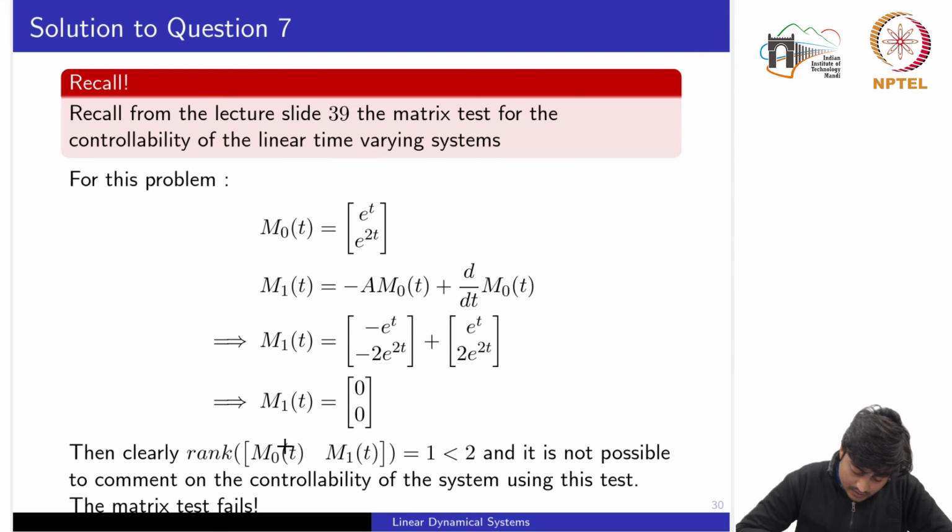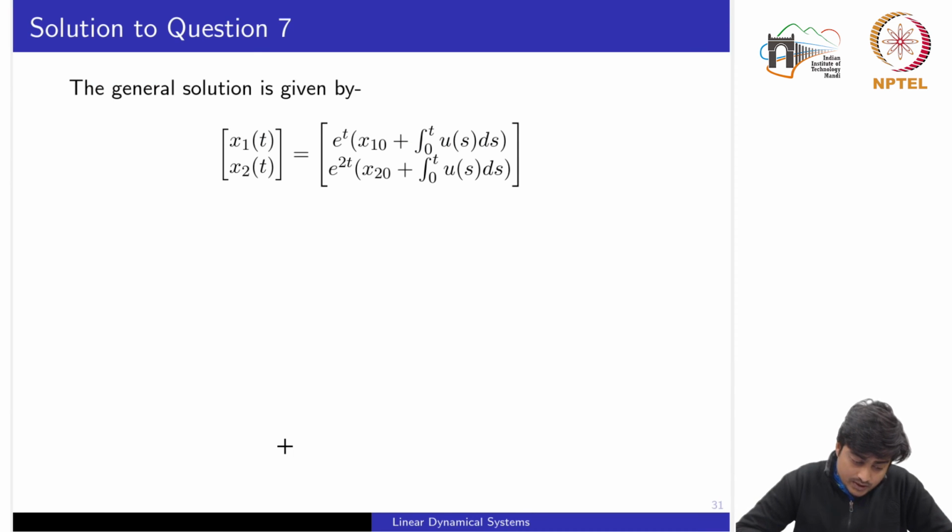Okay, so you can also compute by yourself the controllability Gramian, and you would notice that the rank of that controllability Gramian would also fail, or would also be less than 2, meaning to say that the system is not completely controllable. But what we are interested in is whether we could comment more in detail about the controllability under some condition. So for that we would investigate the solution of this system.